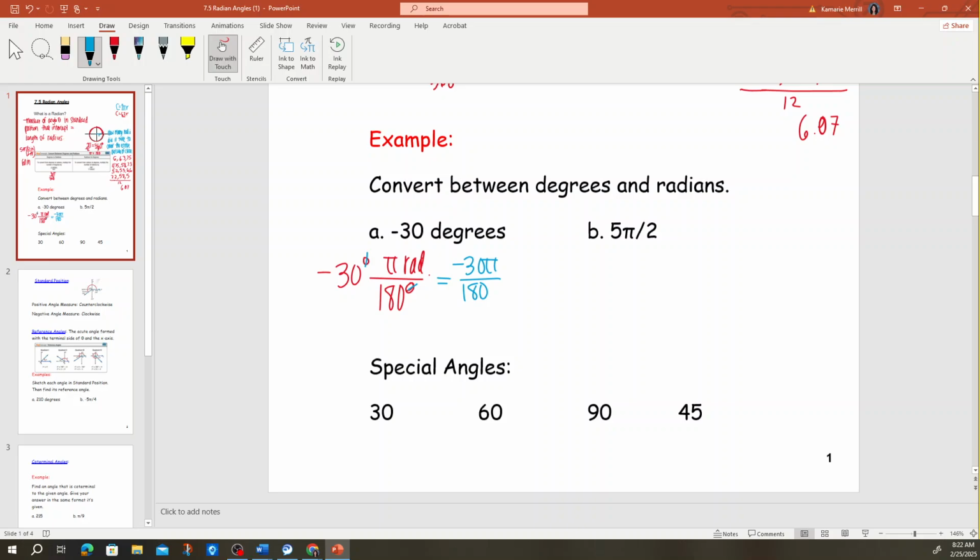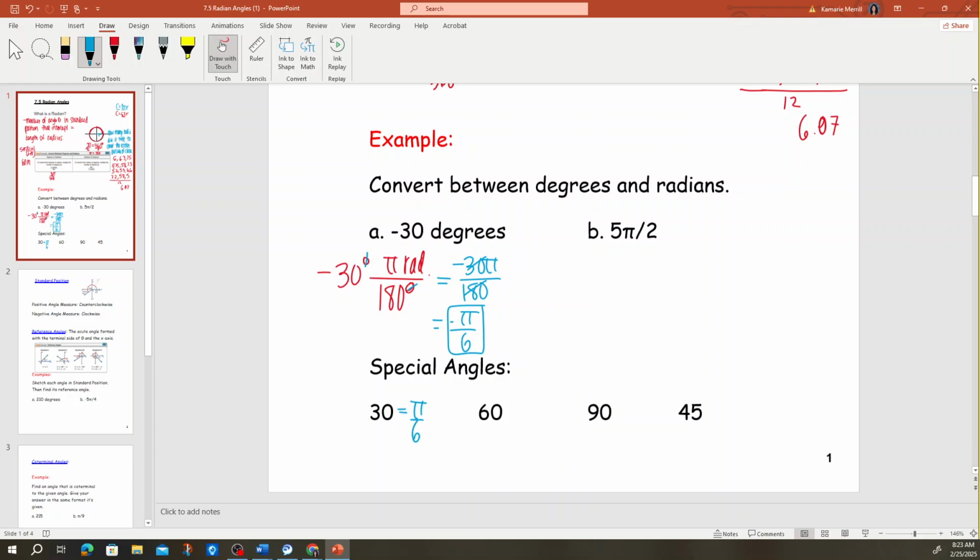Okay? So how many times will 30 go into 180? 6. So this is also known as pi over 6. So special angles are also known as what? Pi. This was 30. Shouldn't I get pi over 6?